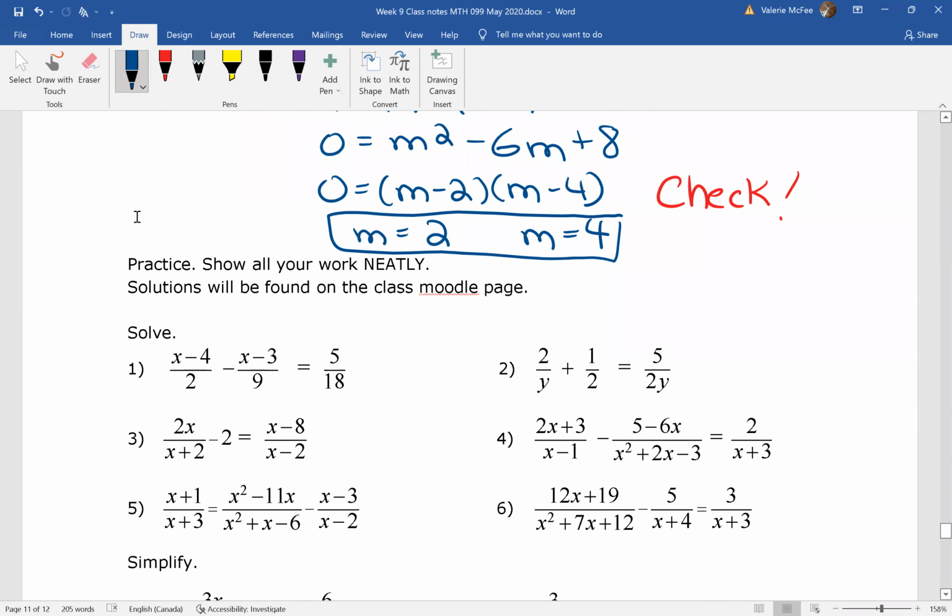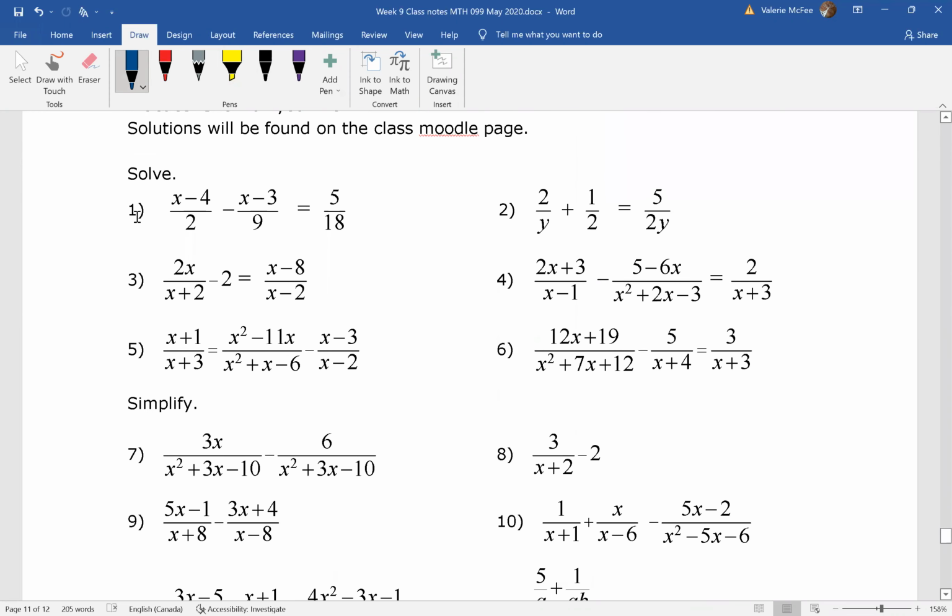As always or often, there are some practice questions at the end of your notes. Use these to help you to prepare for your test and your final exam. Solutions can be found on the class Moodle page.